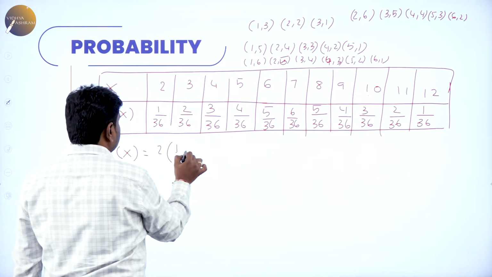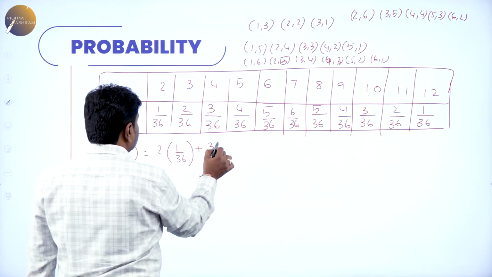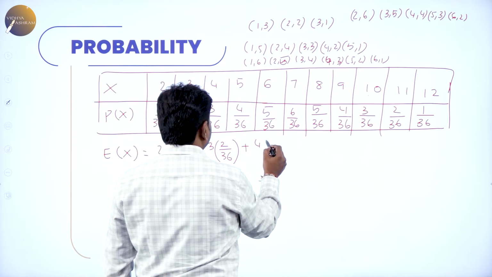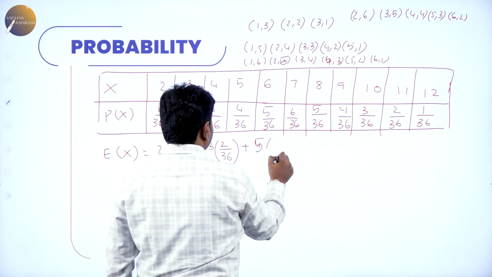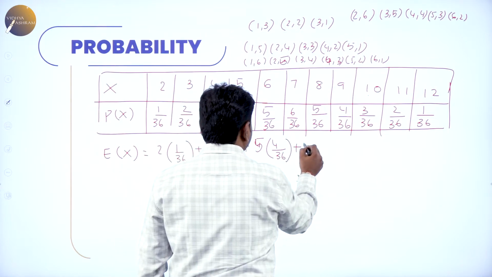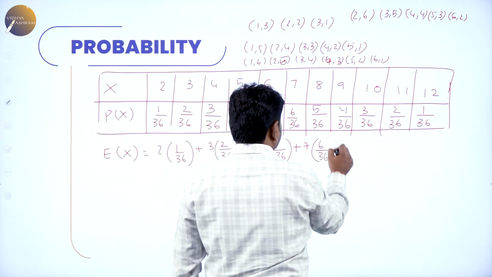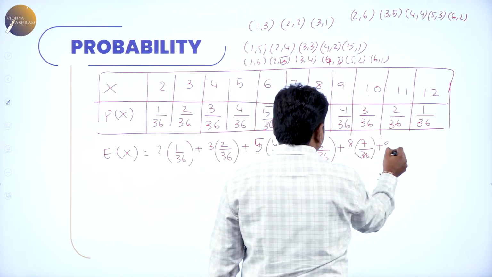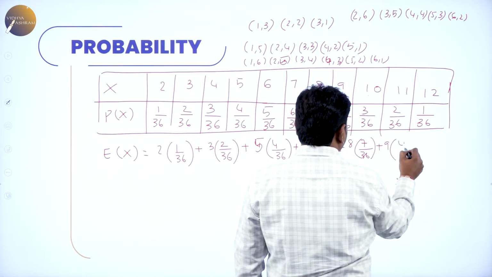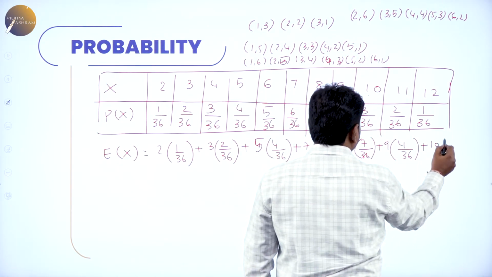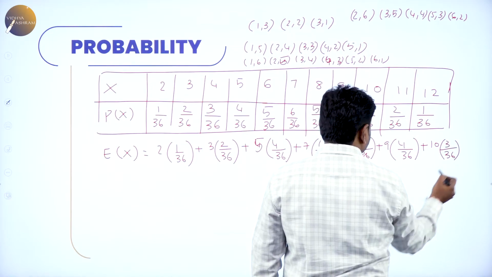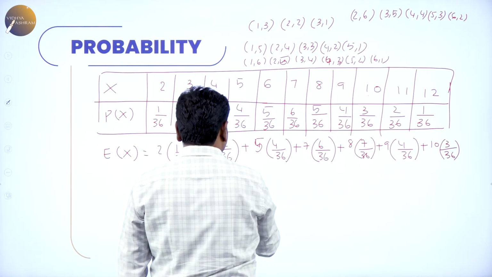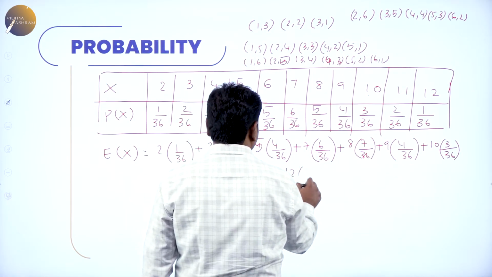2 into 1 by 36 plus 3 into 2 by 36 plus 5 into 4 by 36 plus 7 into 6 by 36 plus 8 into 7 by 36 plus 9 into 4 by 36 plus 10 into 3 by 36 plus 11 into 2 by 36 plus 12 into 1 by 36.